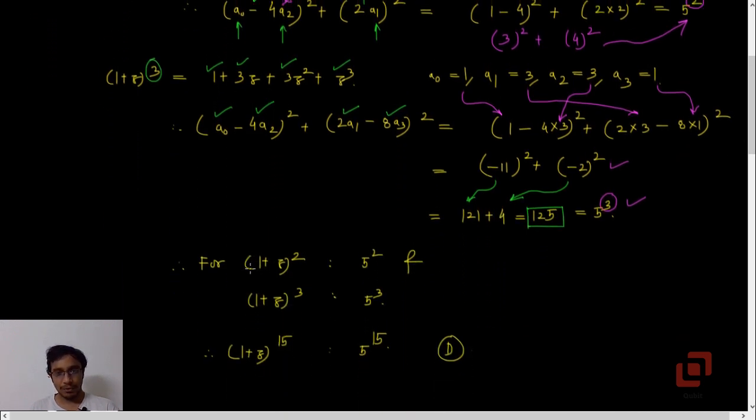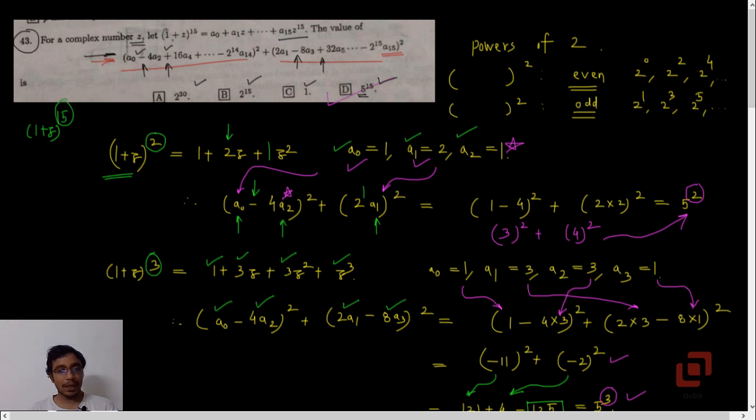Yes, so the main thing in this sum is to identify the pattern. 1 plus z raised to 2, 5 squared. 1 plus z raised to 3, 5 cube. So 1 plus z raised to 15 must be 5 to the power 15. Okay, hence the correct option is D. See, that means if in a multiple choice question you are stuck somewhere and you don't know how to proceed, then you can always start with simpler cases like we have done here. Okay, and then you can actually generalize the result to pick the correct option.